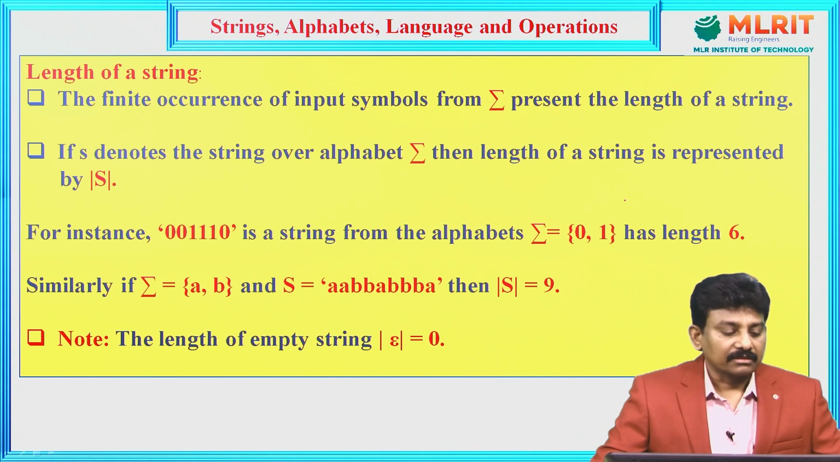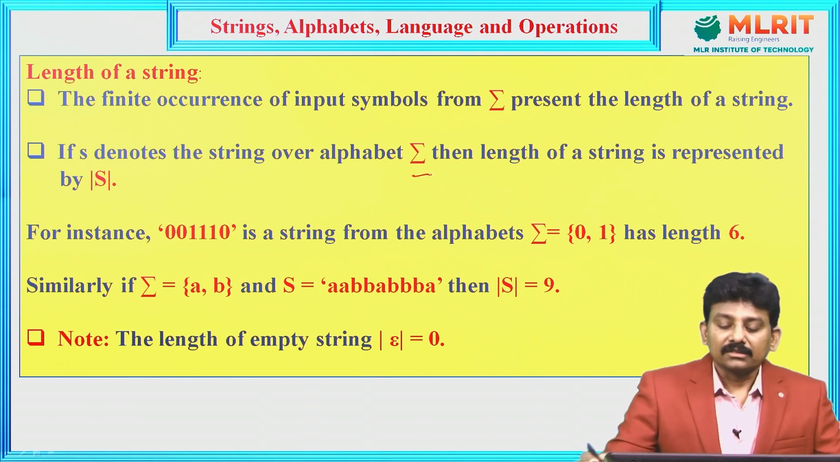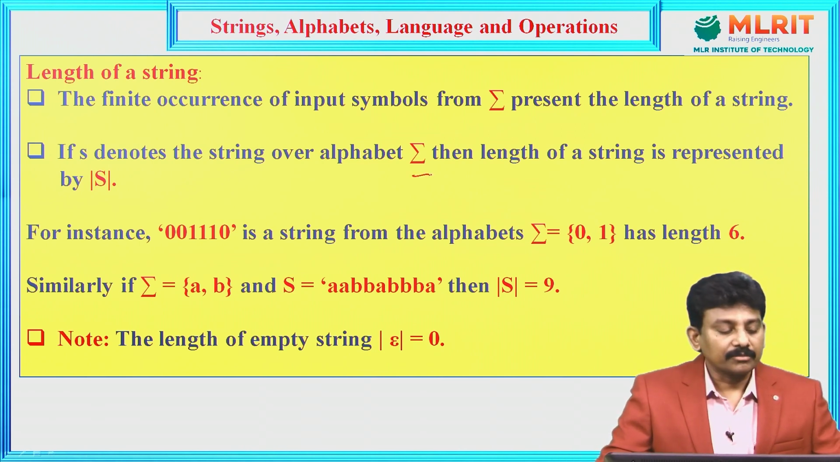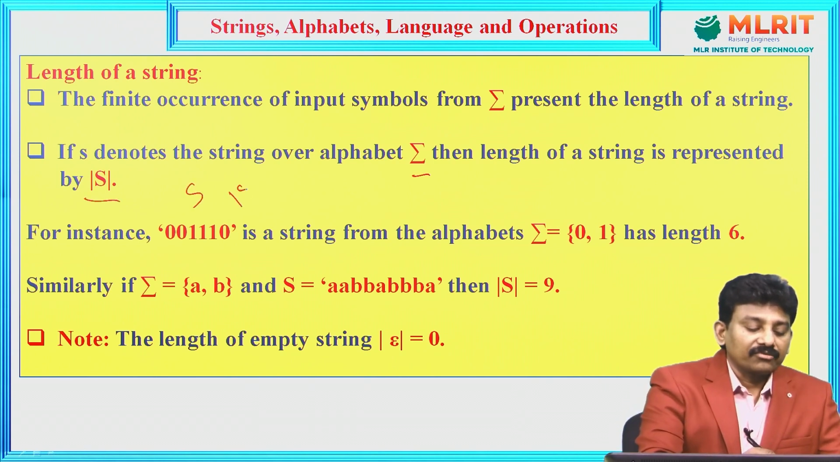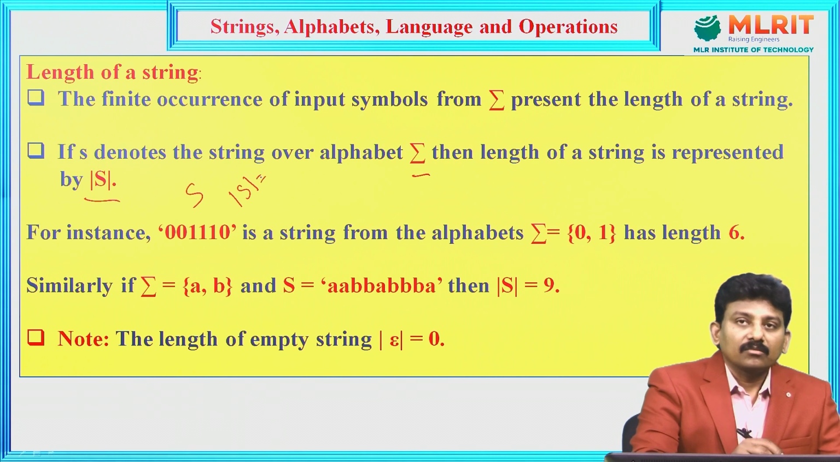Length of a string. The finite occurrence of input symbols from sigma present gives the length of a string. If S is denoting a string over alphabet sigma, then the length of the string is represented by mod S. If S is a string, the length of the string S is mod S.